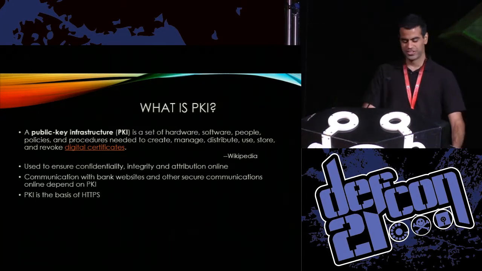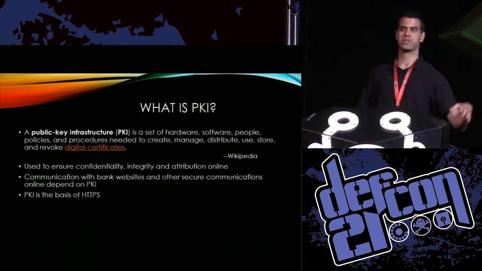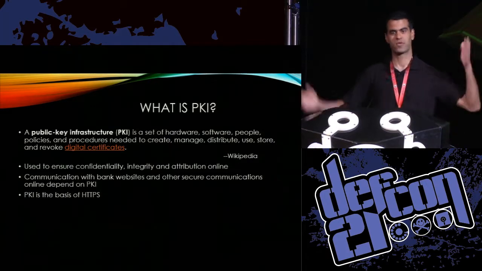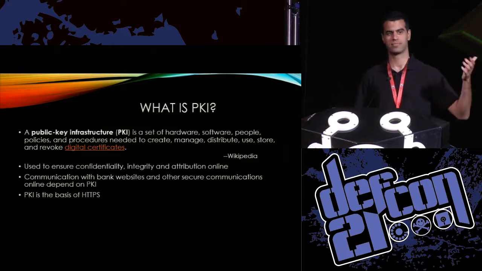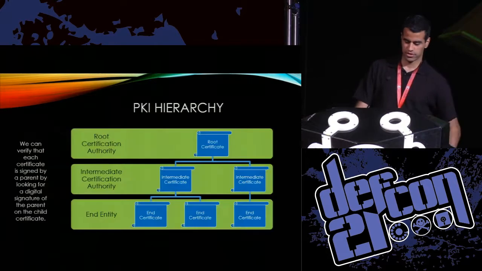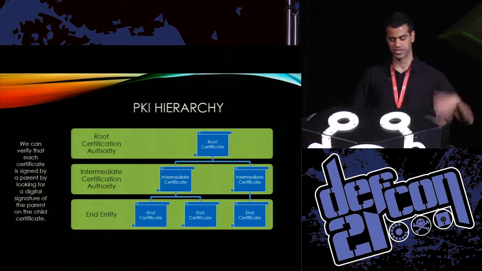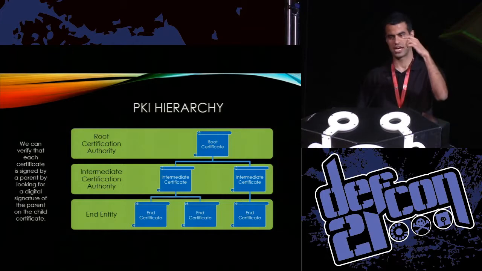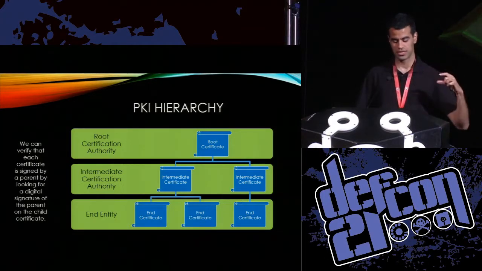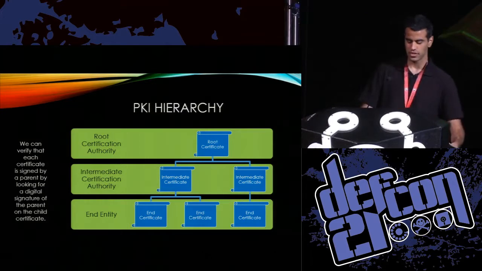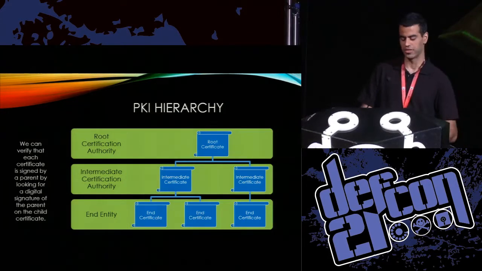This is basically used to ensure confidentiality, integrity, and attribution online, and it's the basis of HTTPS and dealing with your bank website or other secure websites that you want to keep secure. Here's an example of what PKI looks like. At the root, you have the root certificate. Every parent signs the certificates underneath it. The root certificate signs the intermediate certificates, and the intermediate certificates in turn sign the end certificates. The end certificate would be whichever site you're trying to log into over HTTPS. It's basically a chain of trust rooted by the root.